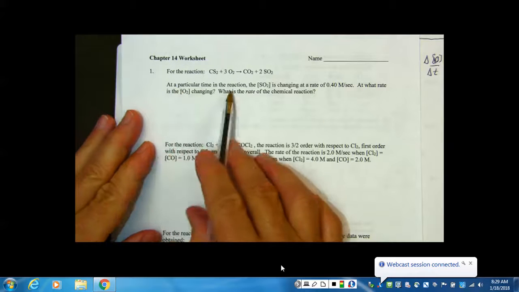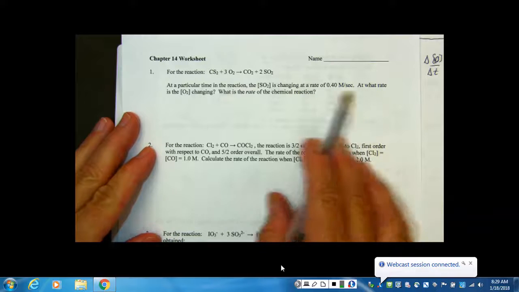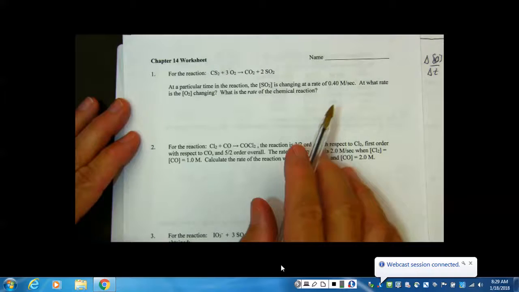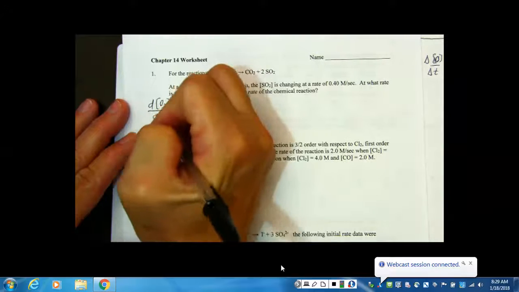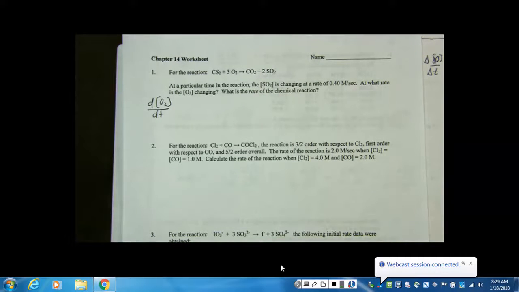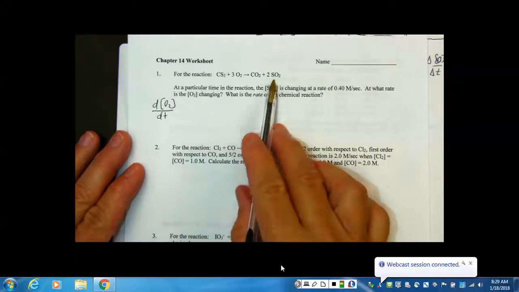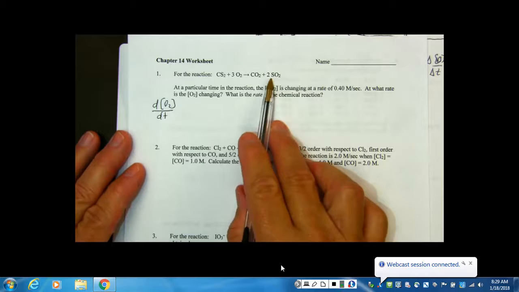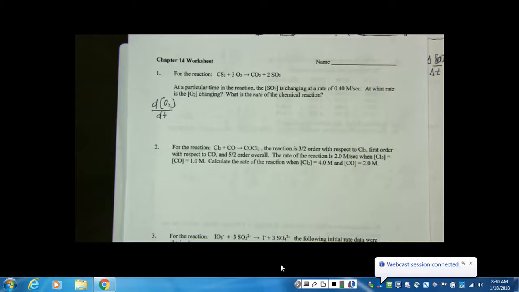So, at a particular time in the reaction, the sulfur dioxide is changing at a rate of 0.4 moles per liter per second. At what rate is the oxygen changing? What is the rate of the chemical reaction? All right, so I'm trying to figure out how the oxygen is changing with time. Okay, so how did you get that? So here the SO2 is changing at 0.4, and so the oxygen is changing. Now, I will admit that is impressive. You got the right answer. So it's a 2 to 3 ratio between the rate of change or the chemical reaction.